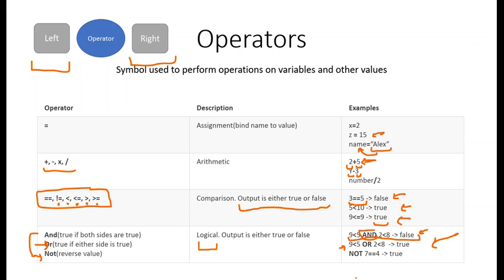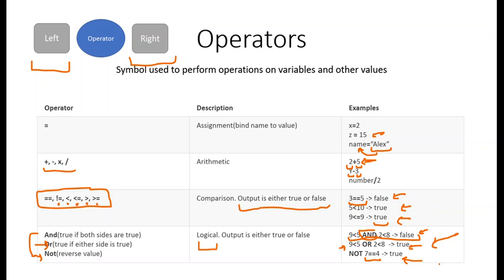False. Okay, is 2 less than 8? True. Right, false or true is true. Why? Because either one of the sides was true. Okay, not 7 is equal to 4. Is 7 equal to 4? False. Not false, it will be true. All right? It's as simple as that.